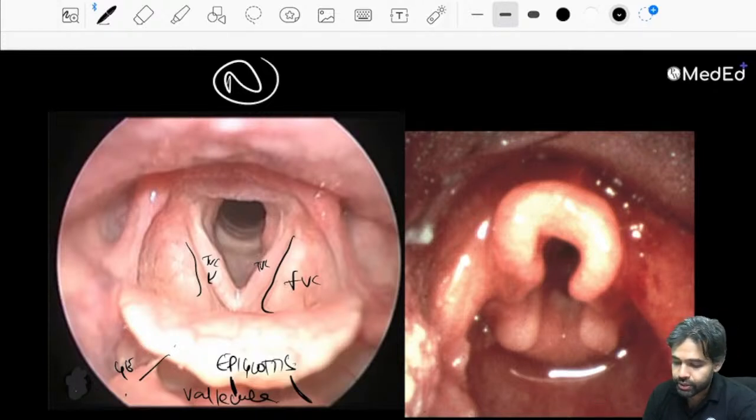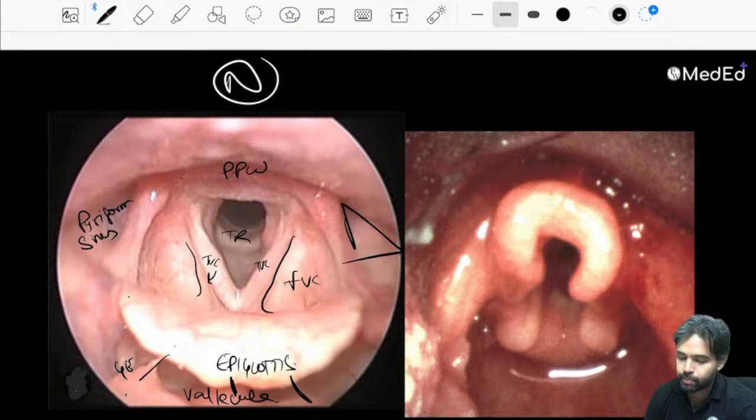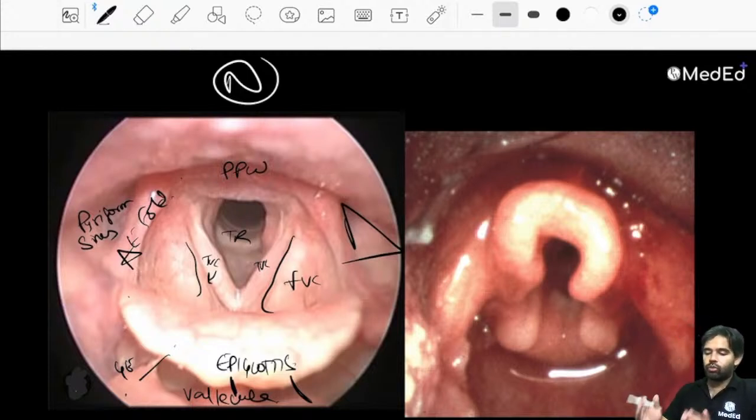Here you can see the tracheal rings. This is the posterior pharyngeal wall or the esophageal opening, and this is the pyriform. Pyriform means triangular. This is your food pouch, the pyriform sinus. And from the epiglottis to the back is called the AE fold, aryepiglottic fold, from the arytenoid to the epiglottis. Okay, so this is very straightforward.